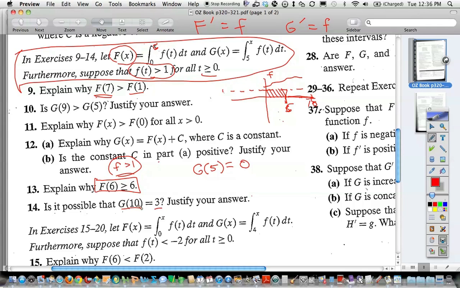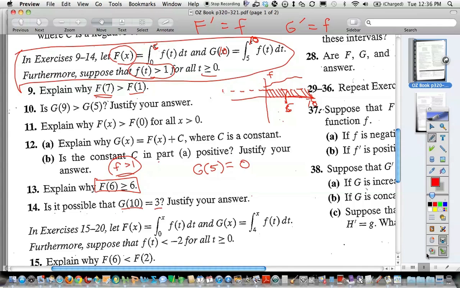Okay, let's argue it from an area standpoint. Same thing, g of 10 would be the area from 5 to 10. That's putting a 10 right in there. Well, the area from 5 to 10 has to include this strip of area. That's how much? 5. So the area from 5 to 10 has to have an area of at least 5. So it can't be 3. Again, same conclusion, just a little different rationale.